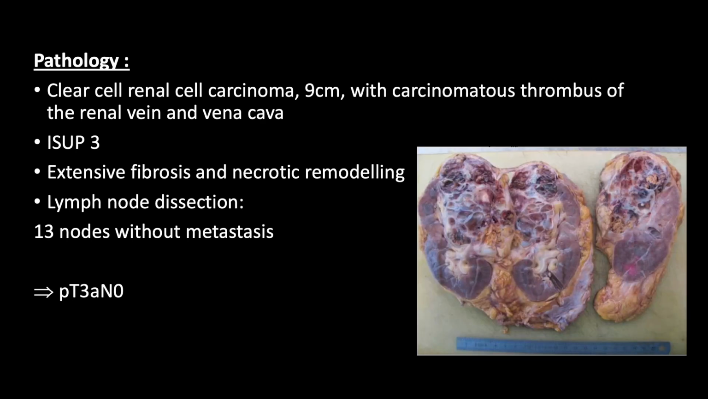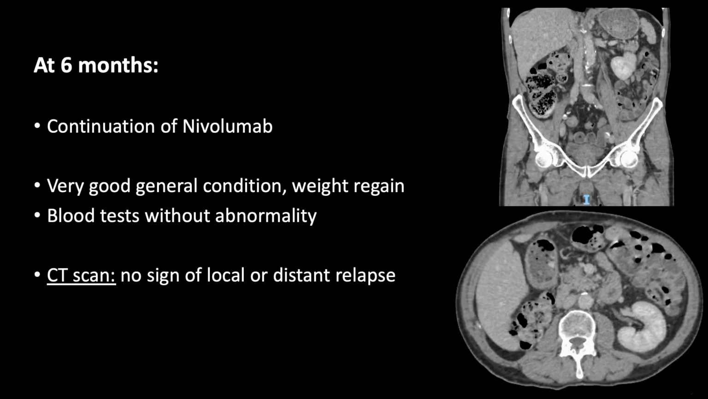Final pathology report concluded to ISUP-free clear cell renal cell carcinoma with carcinomatous thrombus. Extensive fibrous and necrotic changes were probably related to immunotherapy. The removed lymph nodes were free of metastasis. At 6 months post-op, the patient is still receiving maintenance nivolumab and is in very good general condition with no abnormality on blood tests and no sign of local or distant relapse on imaging.